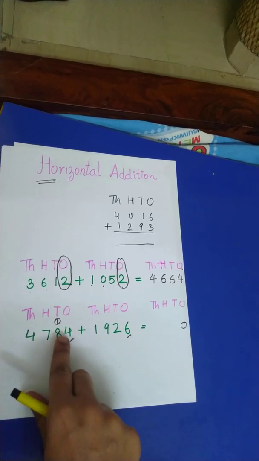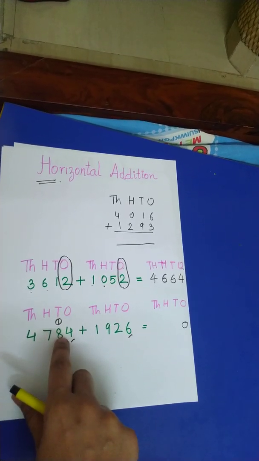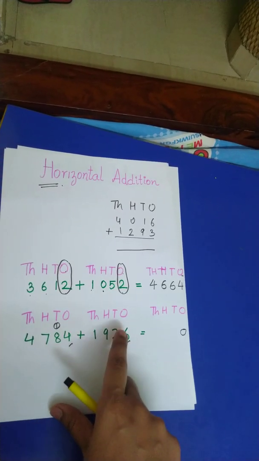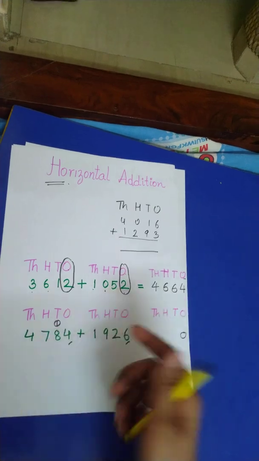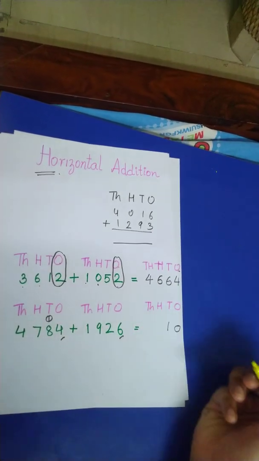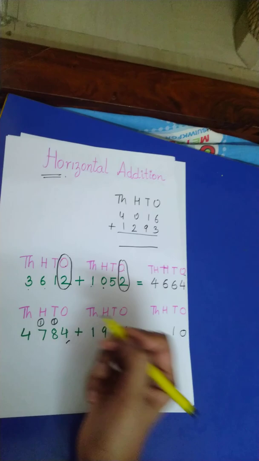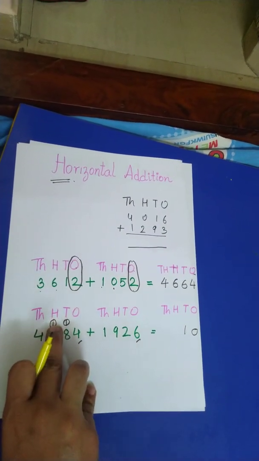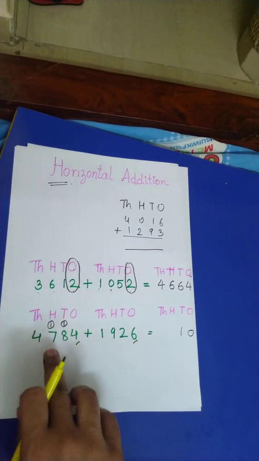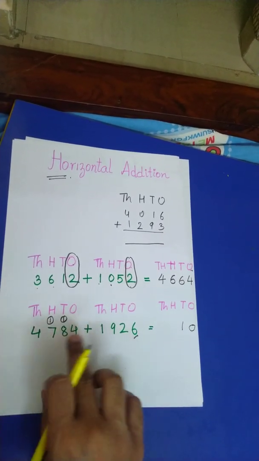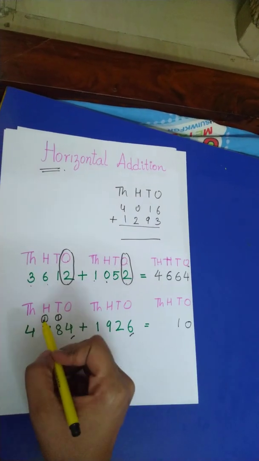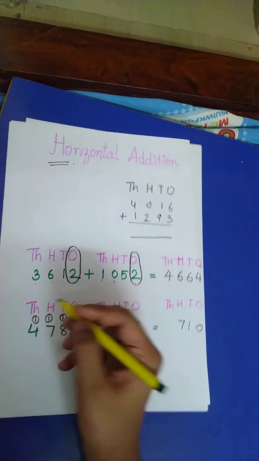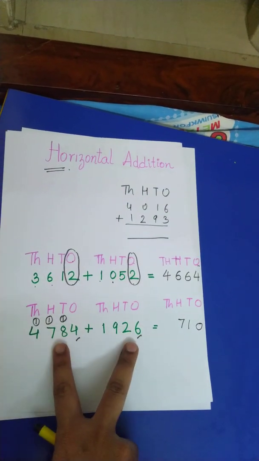Now my tens place numbers are 8 and 2. So 8 plus 2 is 8, 9, 10. It's 10. 10 plus 1 is 11. So 11, 1 over here and 1 carryover. Remember, every time you write the carryover, just circle it please. Next I have 7 and 9. So 7 plus 9, 16. 16 plus 1 is 17. Again 1 carryover.